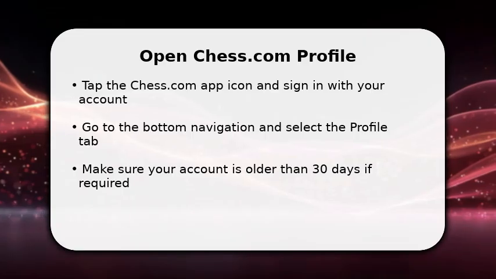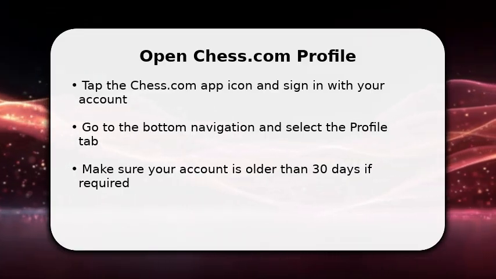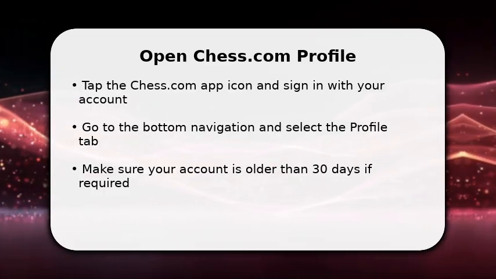You start in the Chess Com app. Tap to open and sign in if needed. Once in, go straight to the Profile tab at the bottom. This is where username settings live.